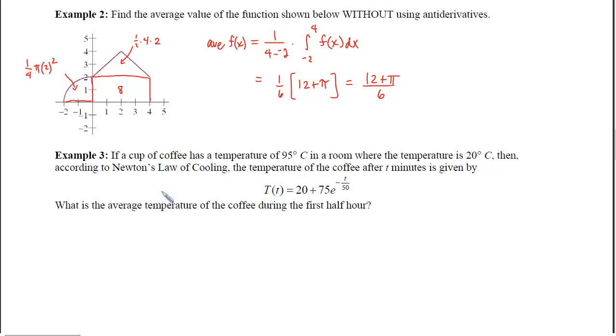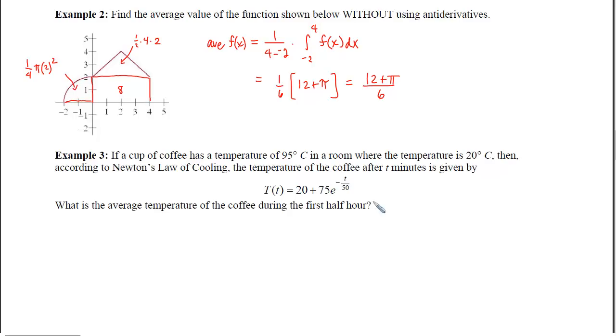With example 3, we have a cup of coffee with an initial temperature of 95 degrees Celsius put in a room where the temperature is 20 degrees Celsius. Then, according to Newton's law of cooling, the temperature of the coffee after t minutes will be given by this. The question is, what is the average temperature of the coffee during the first half hour?